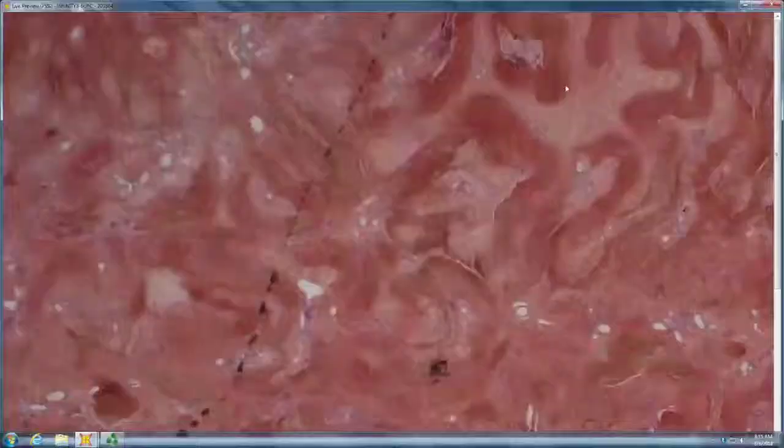Shadow cells. Lots of shadow cells. Pilomatricoma. Yeah, very good. The only thing you should have added is don't waste my time. Right? Pilomatricoma, don't waste my time.